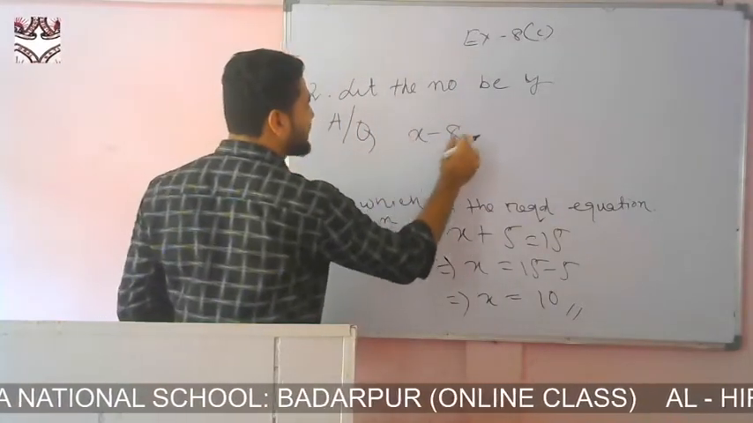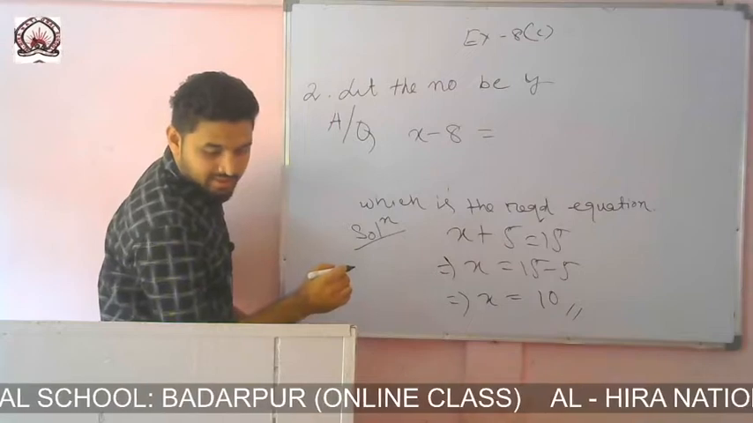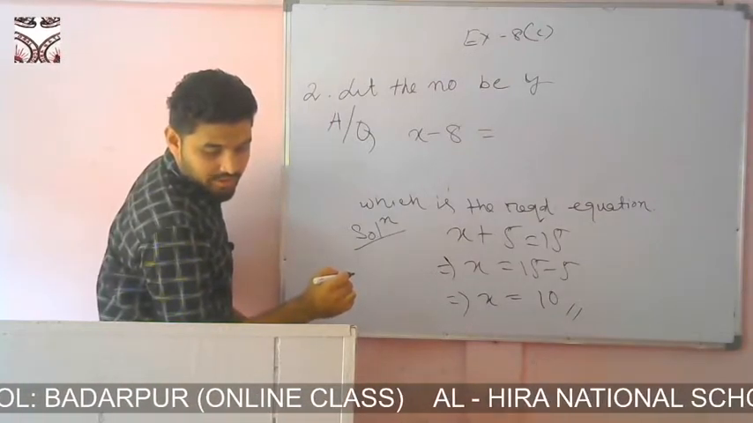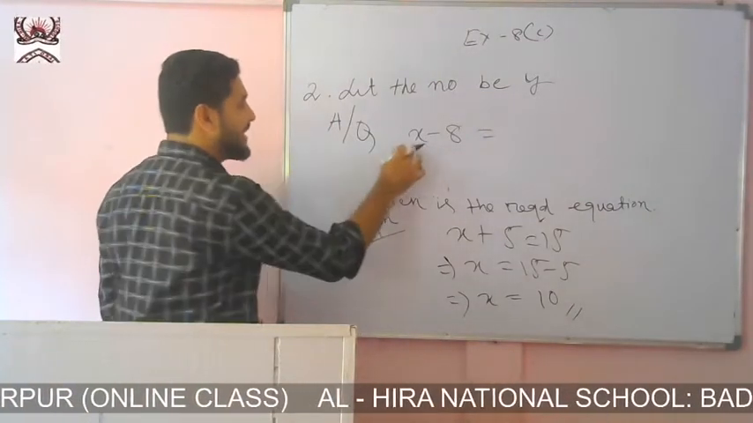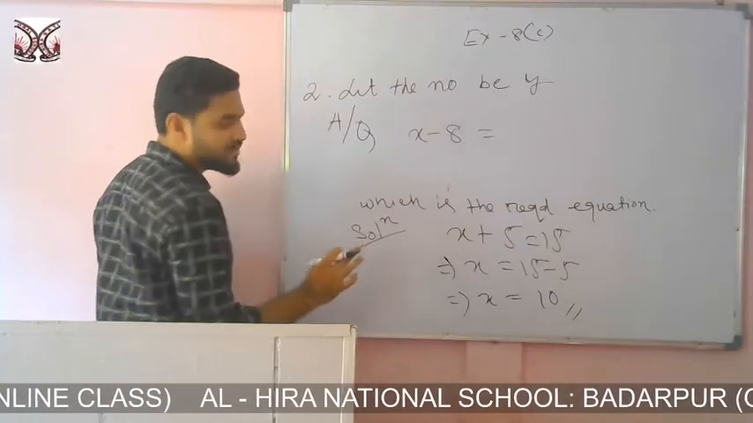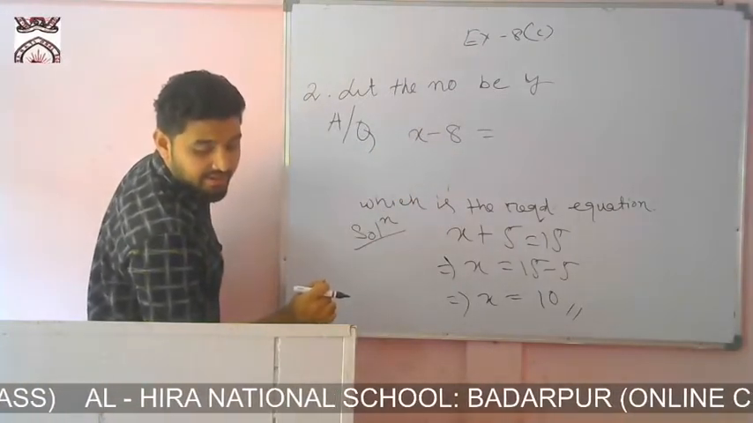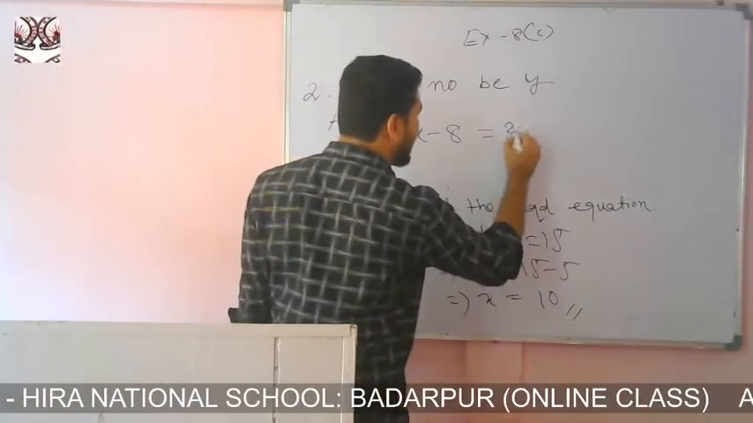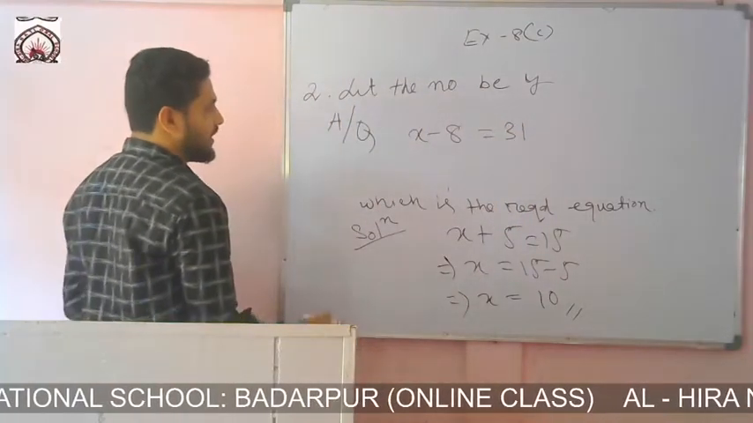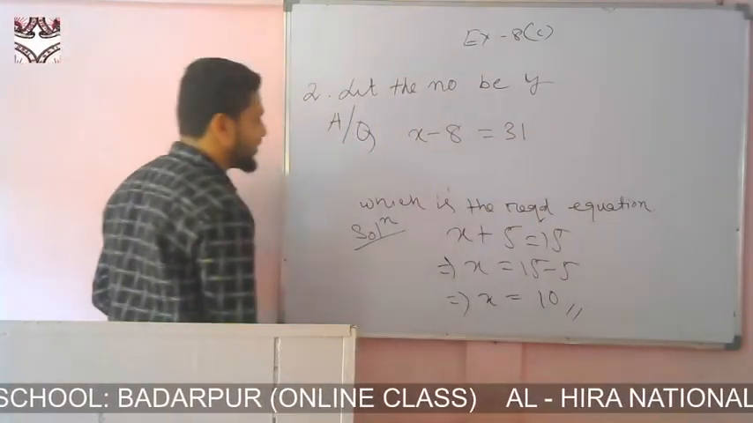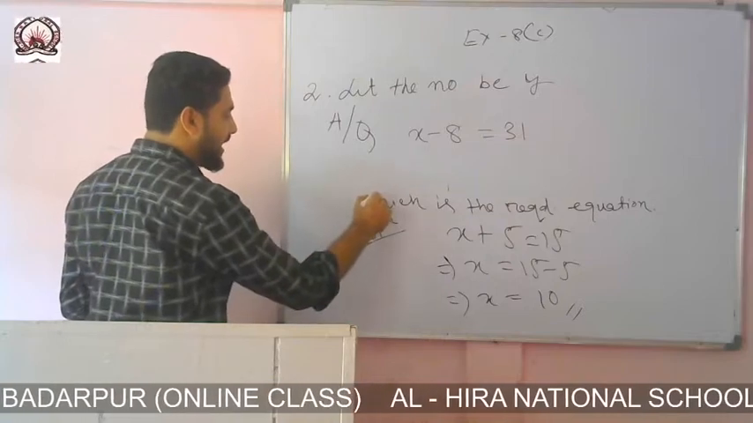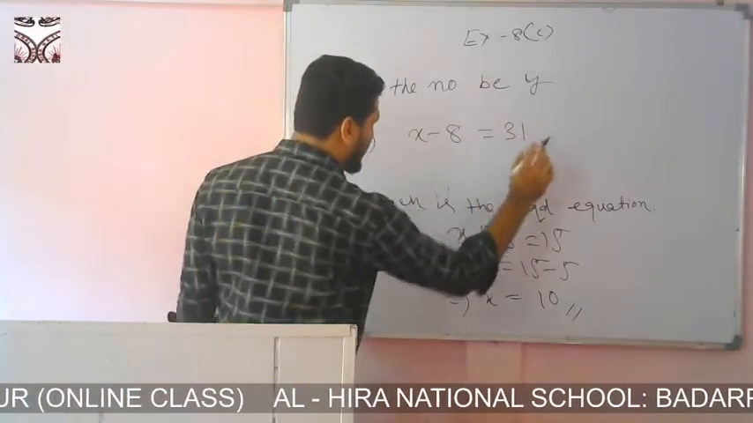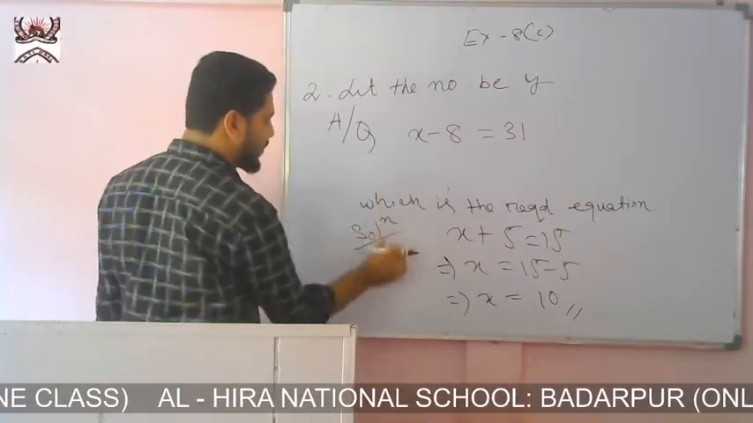8 less than the number, we let the number be y, minus 8. Less than means minus, and is 31. That means we can write here 31. Okay. And this is the required equation. Now we have to solve this equation.